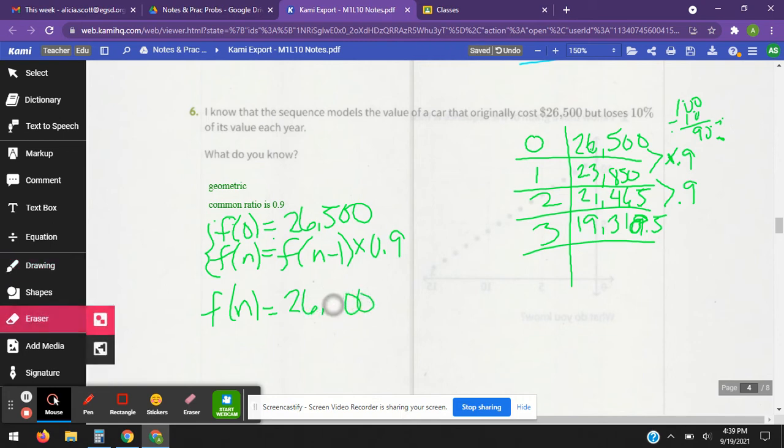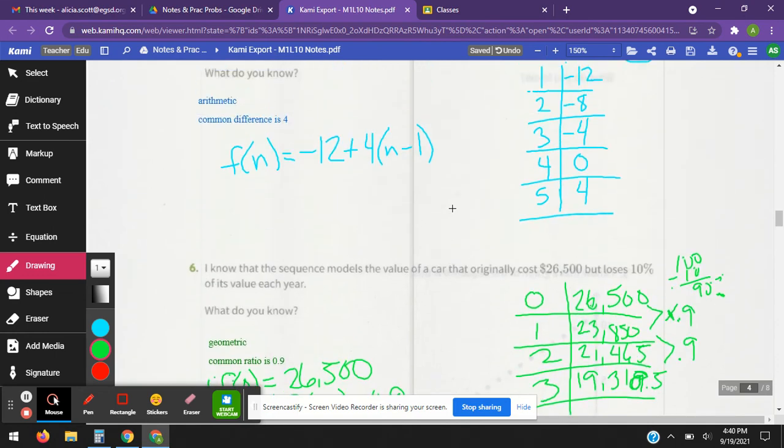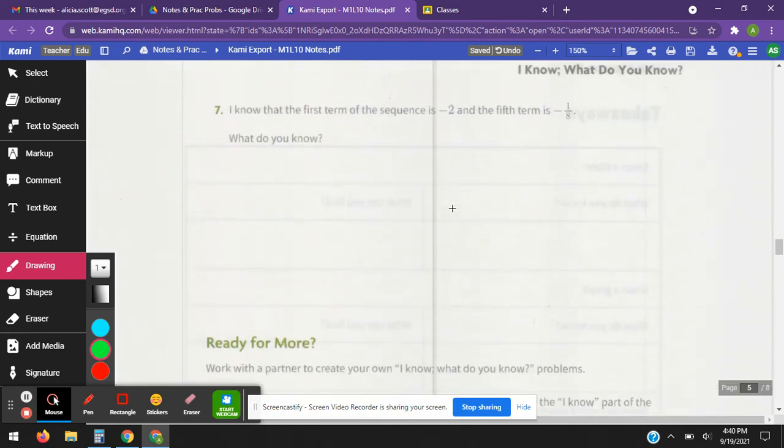26,500 times 0.9, and it's to the n because I'm starting with an original. So each year I put on there, it is down. So 1, 2, 3, 4, 5. So here is a story context. They gave us the story context this time, and we put all the rest of the stuff. Next, 7. I know the first term of the sequence is -2, and the fifth term is -1/8. So that's kind of like the ones we've been working on, right?